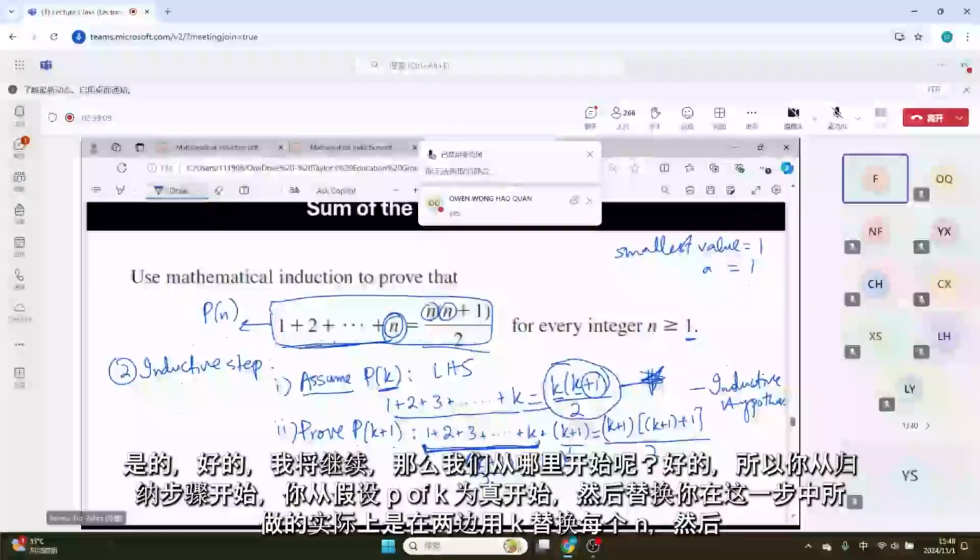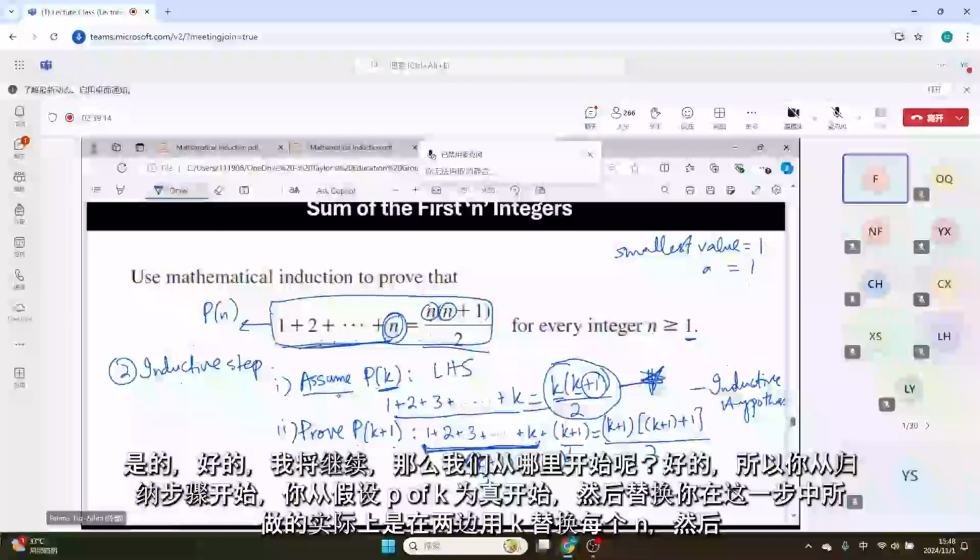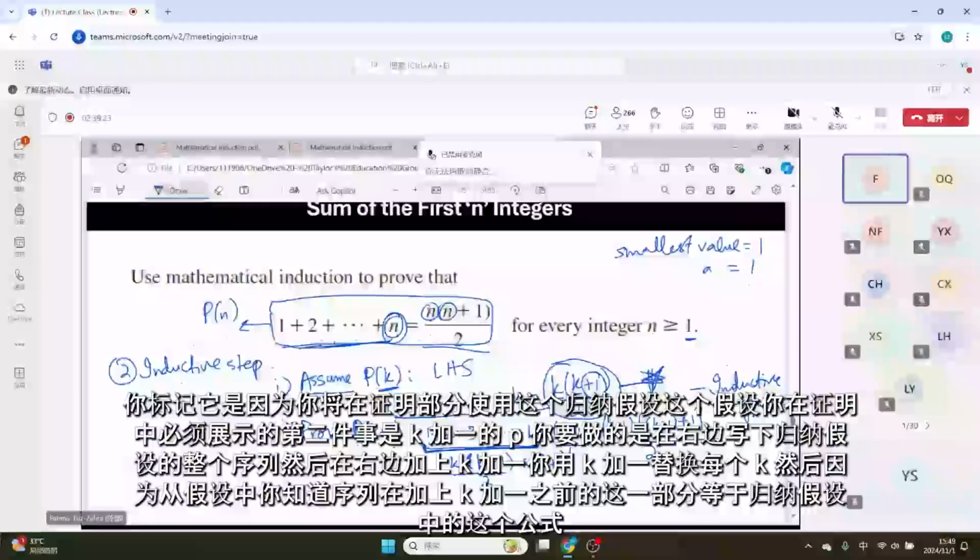All right, so in the inductive step, you start from the assumption that P of k is true. What you do in that step is replace every n with k on both sides, and then you mark it, because you will use this inductive hypothesis in your proving part. The second thing you have to show in your proof is P of k plus 1. There, on your right hand side, you will write down the whole sequence from the inductive hypothesis and then add k plus 1. On the right hand side, you replace every k with k plus 1.